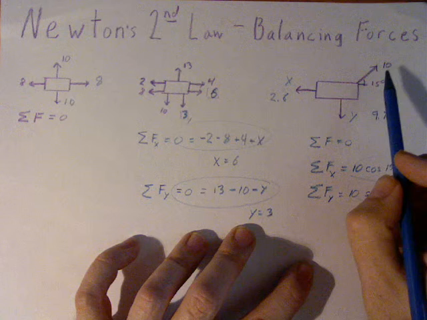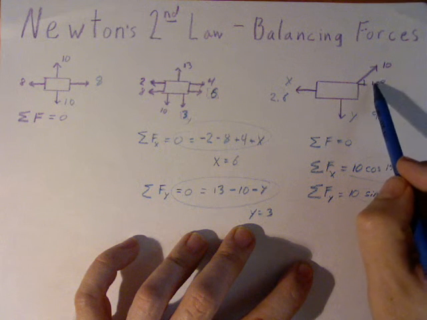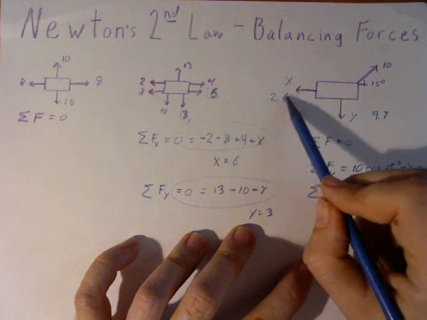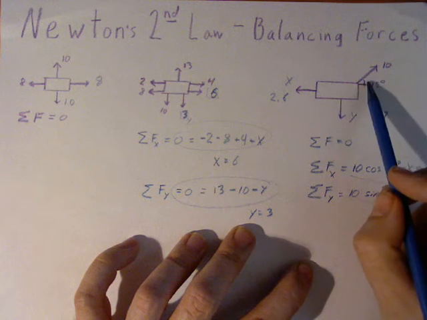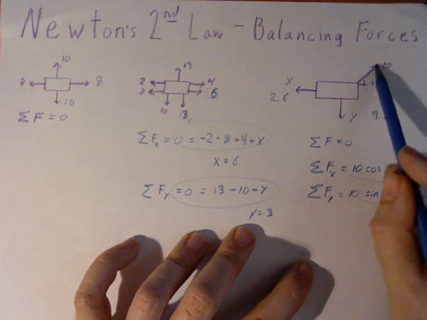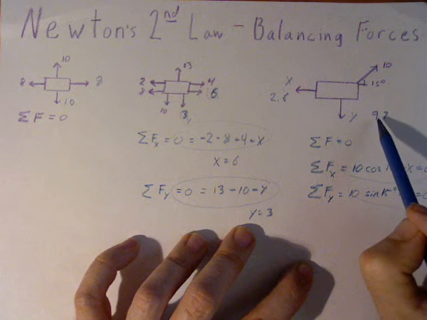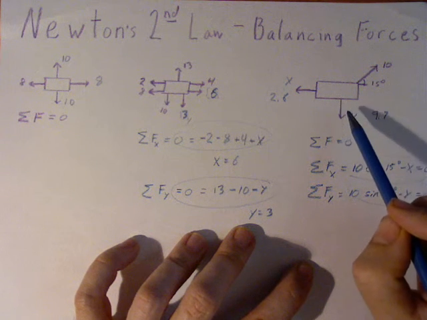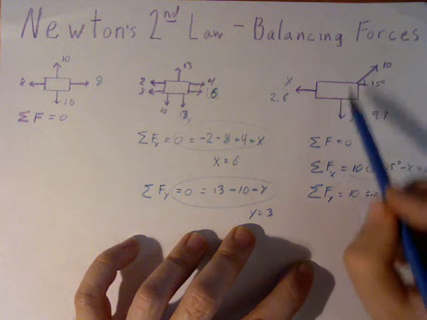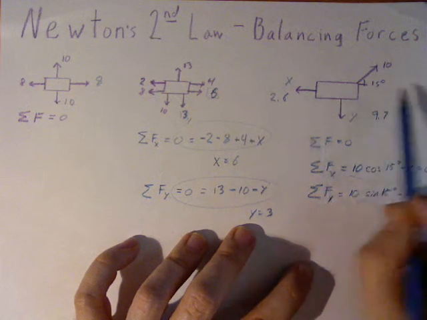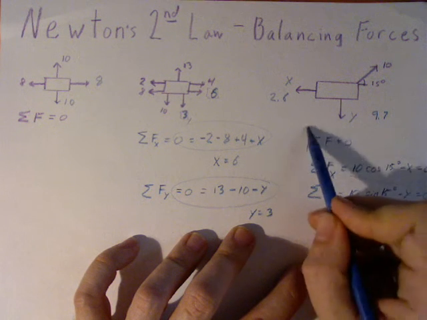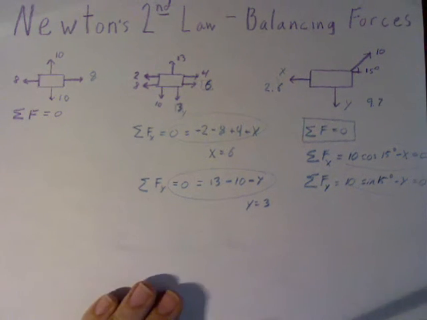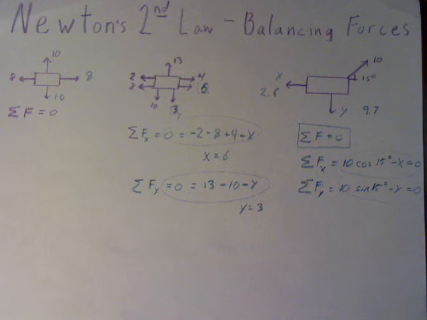That way, our total force to the right, 10 cosine 15, is counterbalanced by 2.6, and 10 sine 15 from the diagonal force is counterbalanced by the 9.7 downward vertical force. The total force up and down is 0. The total force left and right is 0. That is the meaning of summation of forces equals 0. This plays out identically if we work in 3 dimensions with x, y, and z.